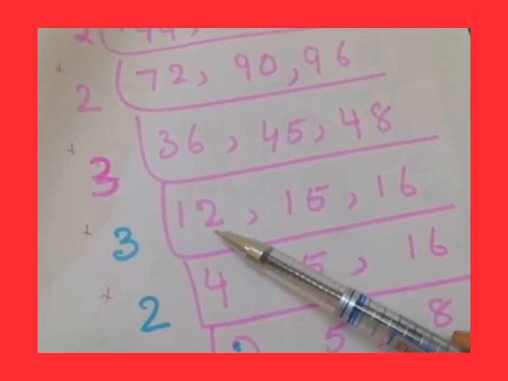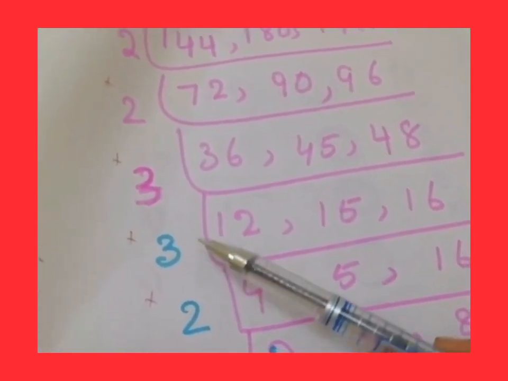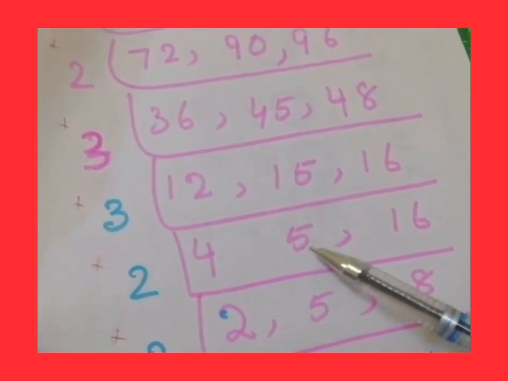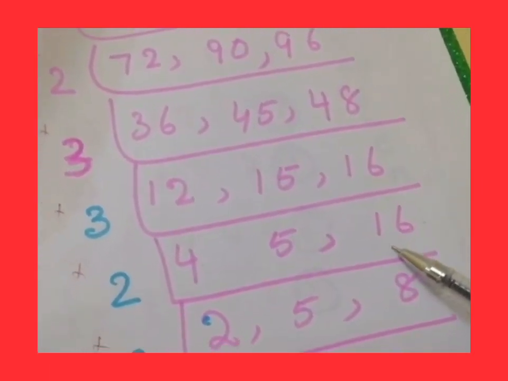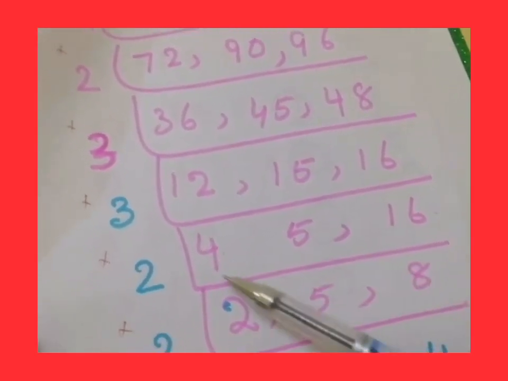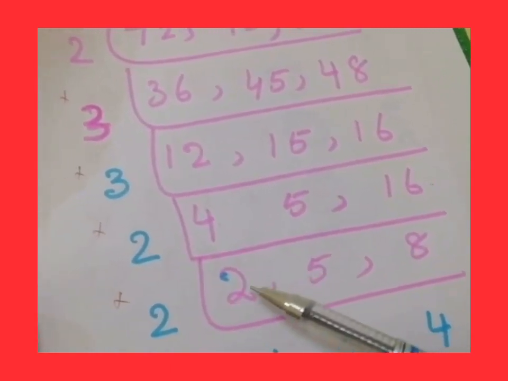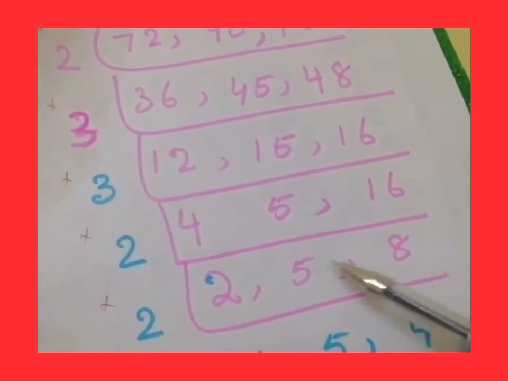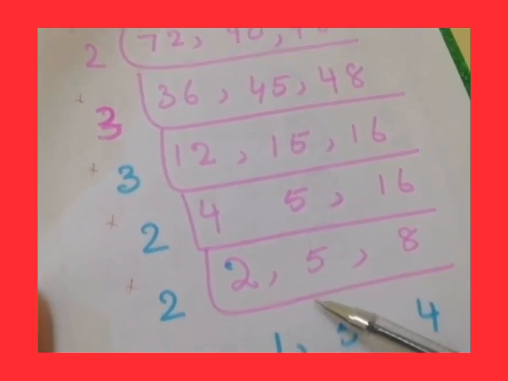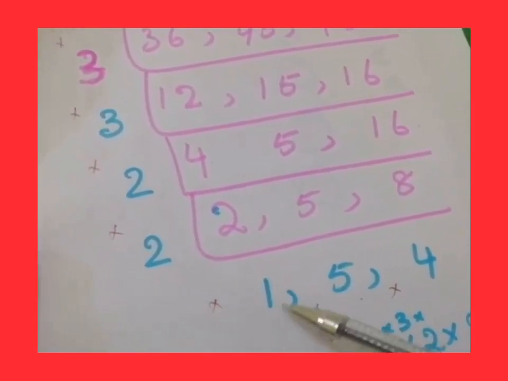For 12 and 15, 3 is a common factor, so you can take 3 outside for finding the LCM. So here we get 4 and 5, then 16. 3 is not a multiple of 16, so you have to write 16 itself. Then when you consider 4 and 16, 2 is a common factor. So you can write 2, 5 and 8, because 2 is not a multiple of 5. Again, with 2 and 8, 2 is a common factor, so you will get 1, 5 and 4.